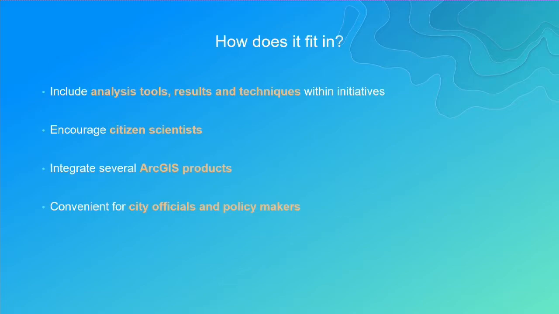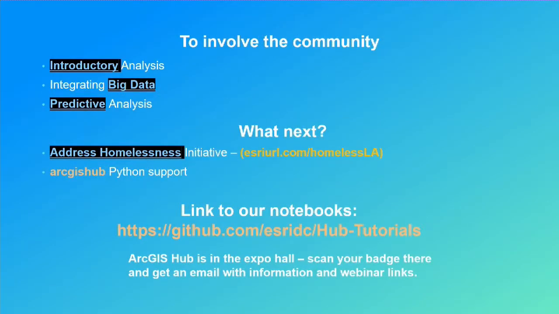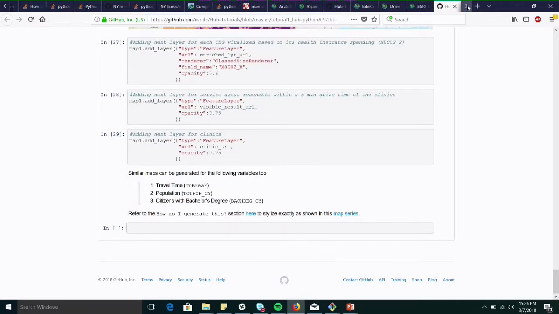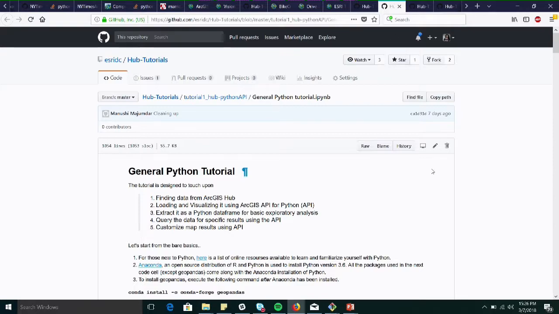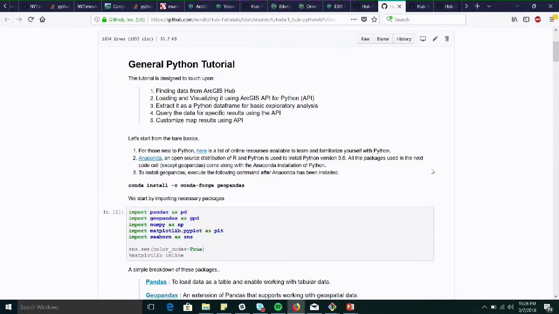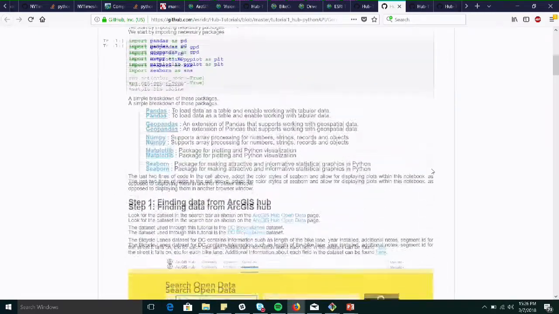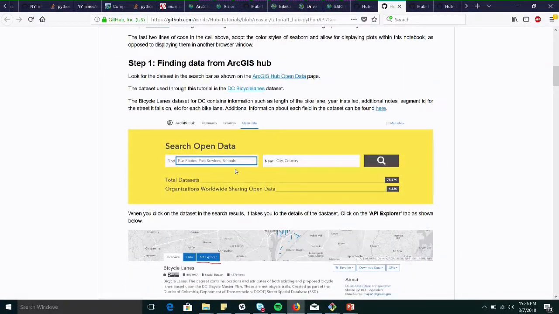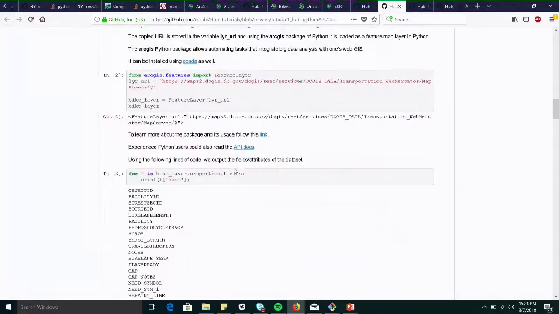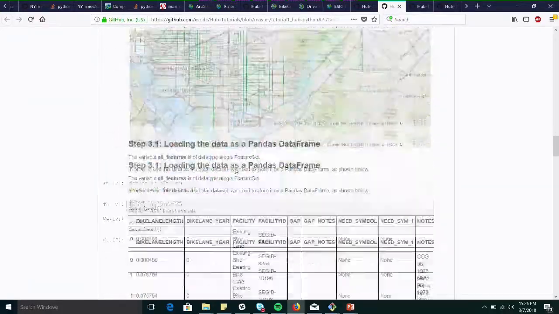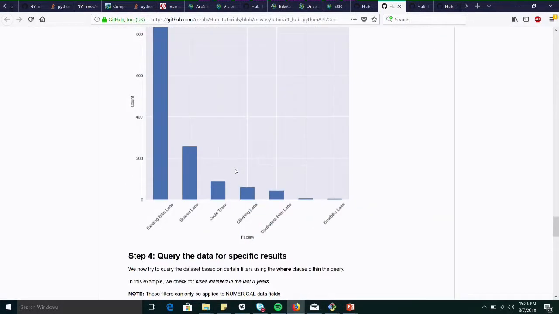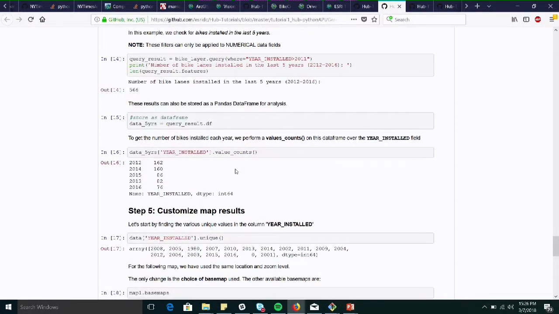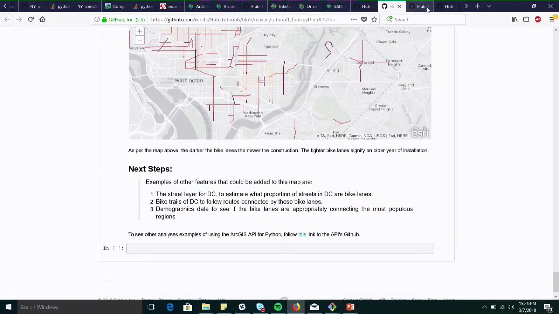this problem themselves. To involve the community, we're also doing a bunch of introductory analysis, integrating big data and predictive analysis, which I'll be touching upon. So even the community can get involved and interested and get started with doing analysis. This is a general Python tutorial to get started and to reproduce this for your community. It shows you how to get data, how to find it from ArcGIS Hub and Open Data. And once having done that, how can you visualize it using the API? And then use Python and Python's packages to visualize it on a chart. And then again, see how it looks.